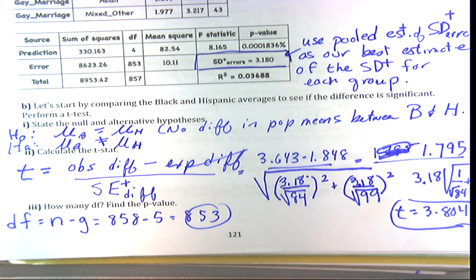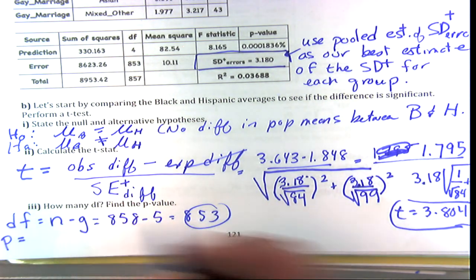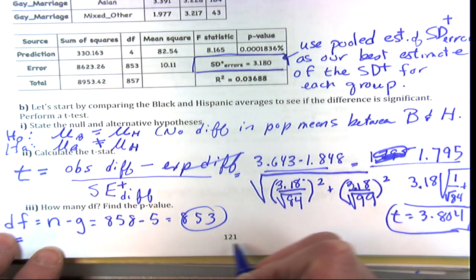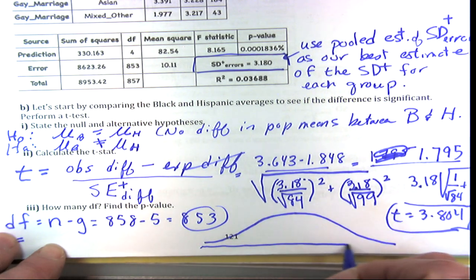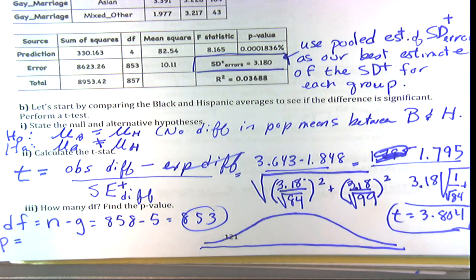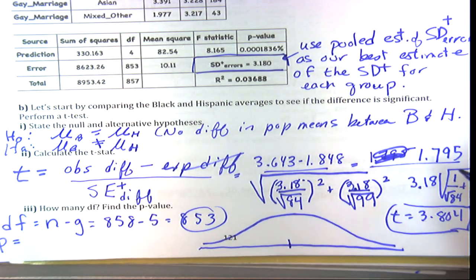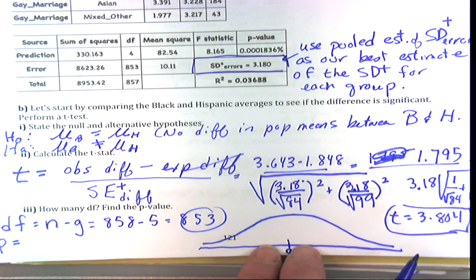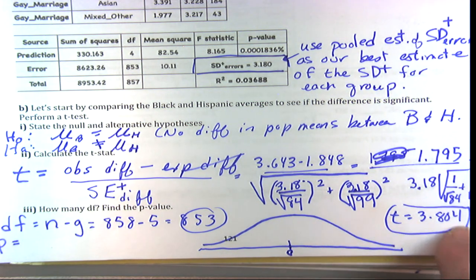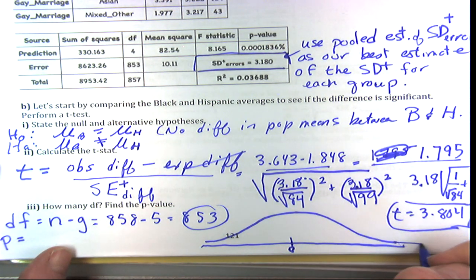And when I did that, I got a p equal to, I'll draw it right here. Let's think about what we're doing. We expect, both as a t and as an actual difference, 0 right in the middle. Now, I got this t of 3.804, and that turns out to be really, really far out on the curve.